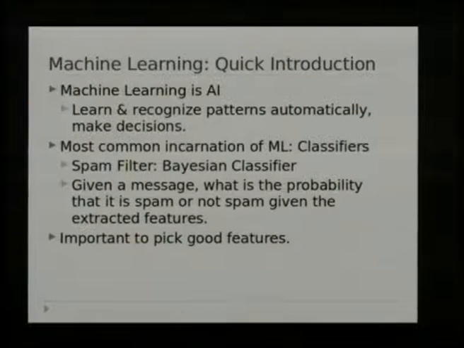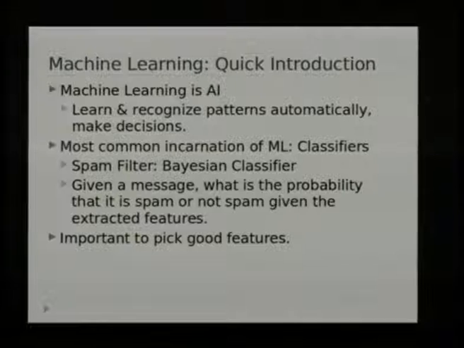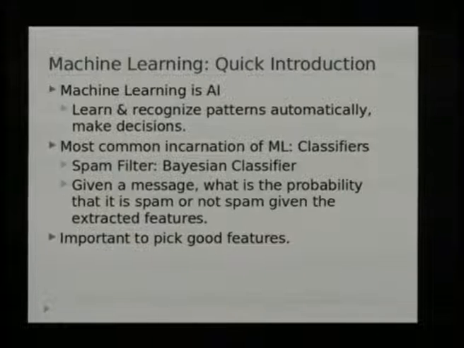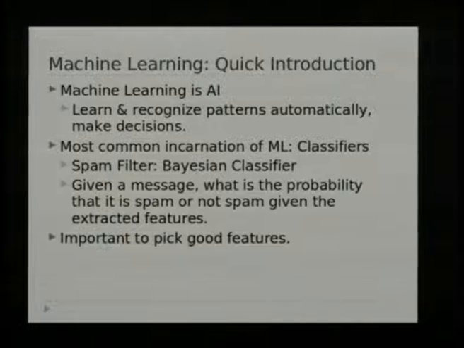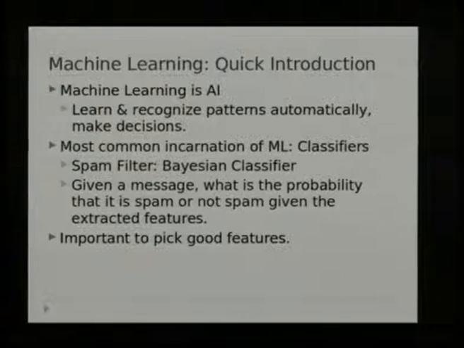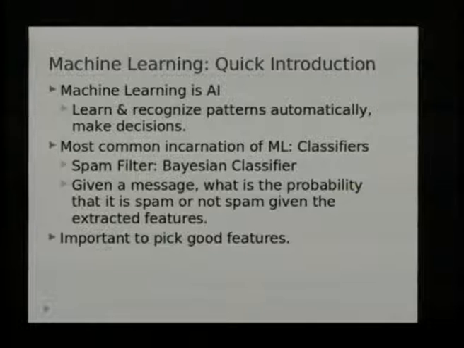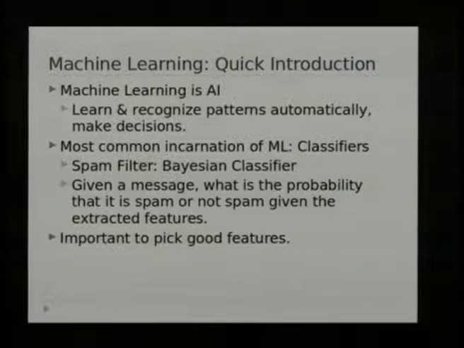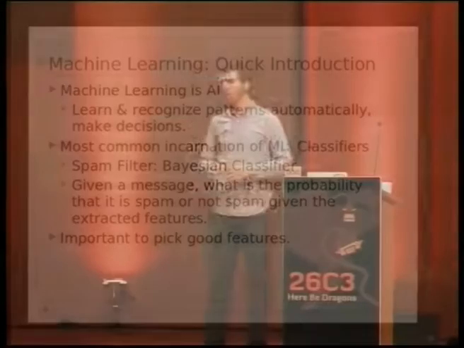Now, I assume many of you might not be familiar with artificial intelligence and machine learning. Machine learning is a term I threw around a few times in this lecture, so I just want to give you a brief overview of it. Machine learning is an area of artificial intelligence. The idea is to learn and recognize patterns automatically and then make decisions based on those patterns. The most common incarnation of machine learning is a classifier, and all of you, I'm sure, use one in your spam filter.